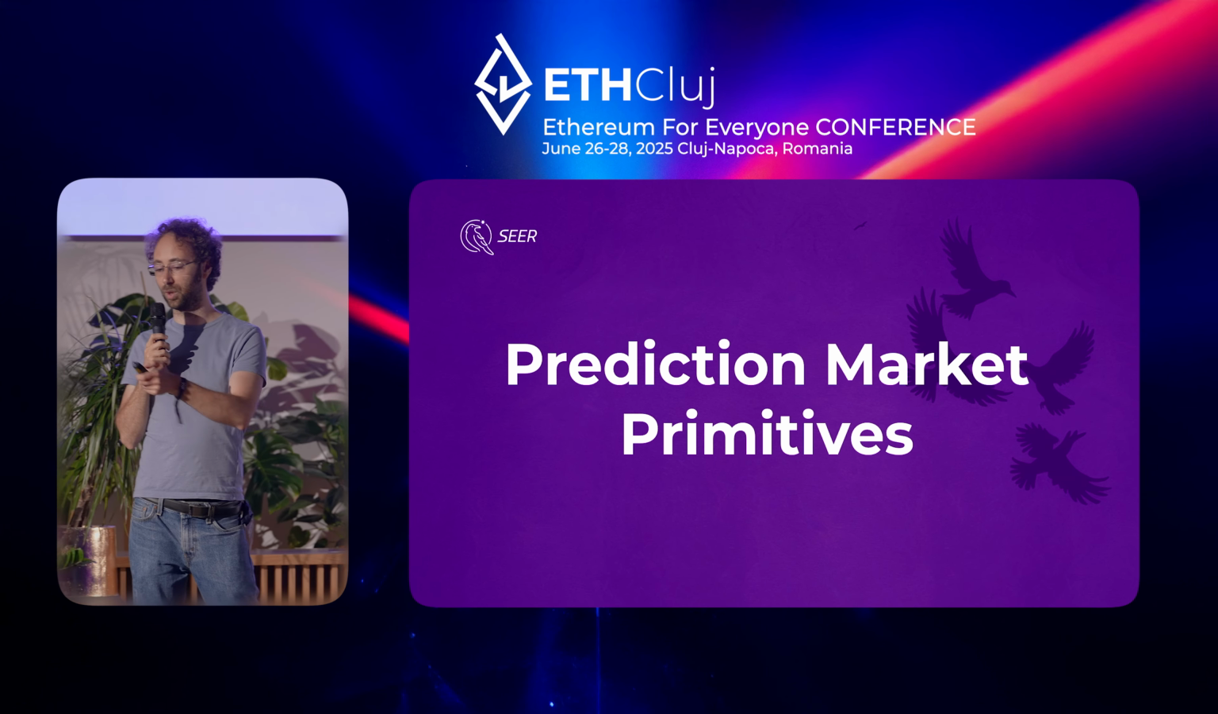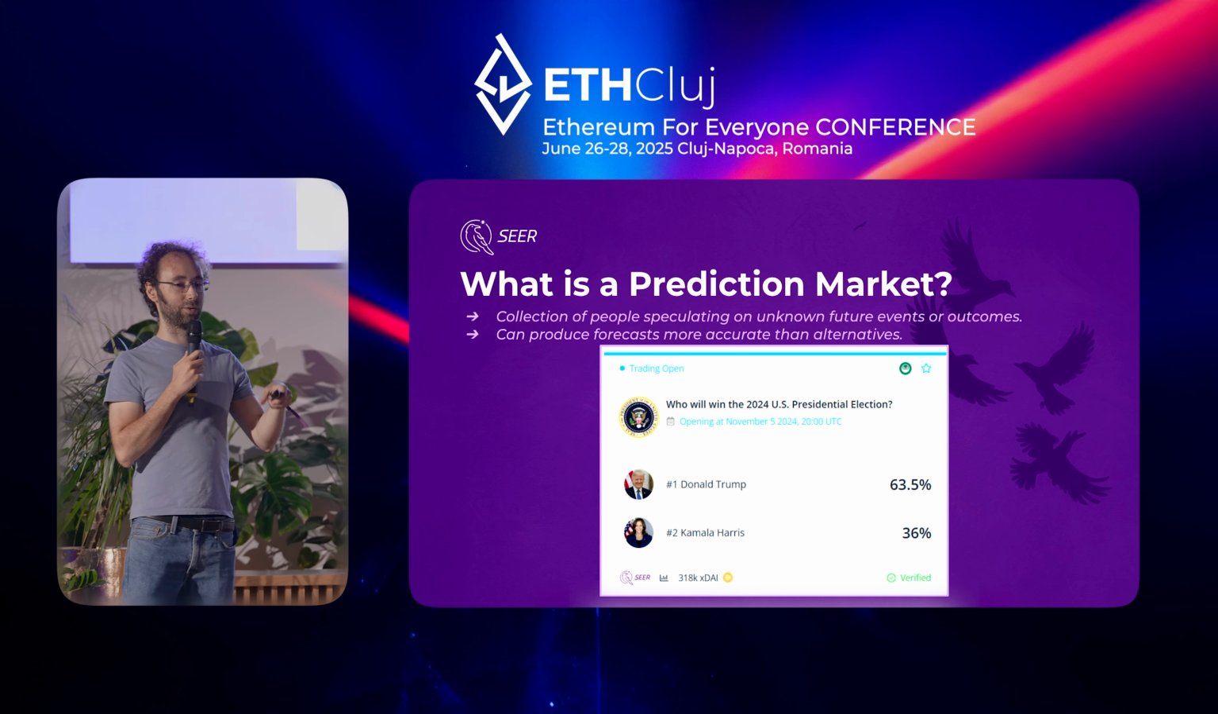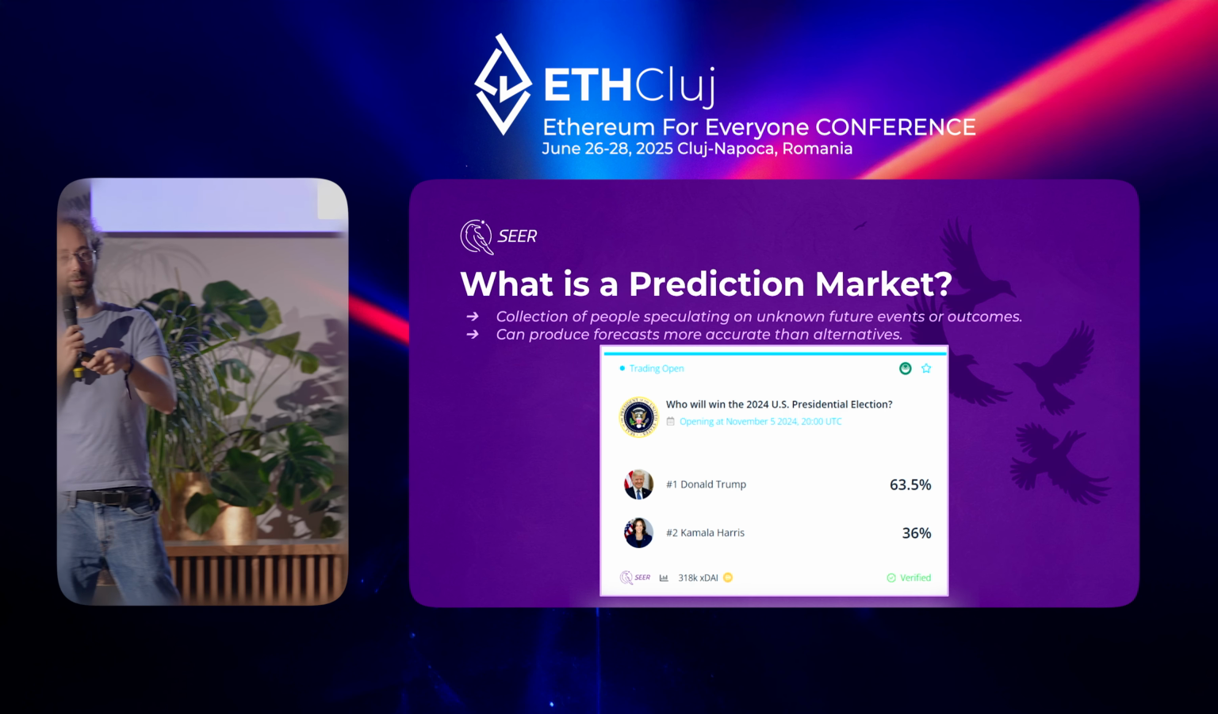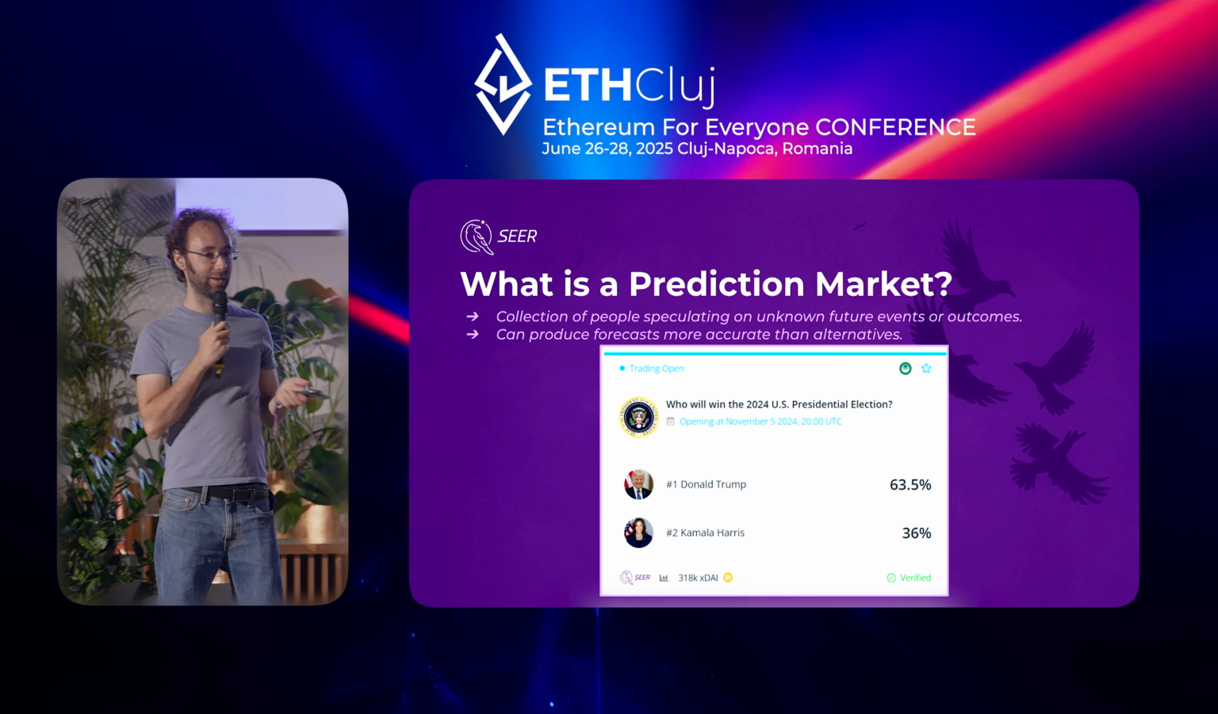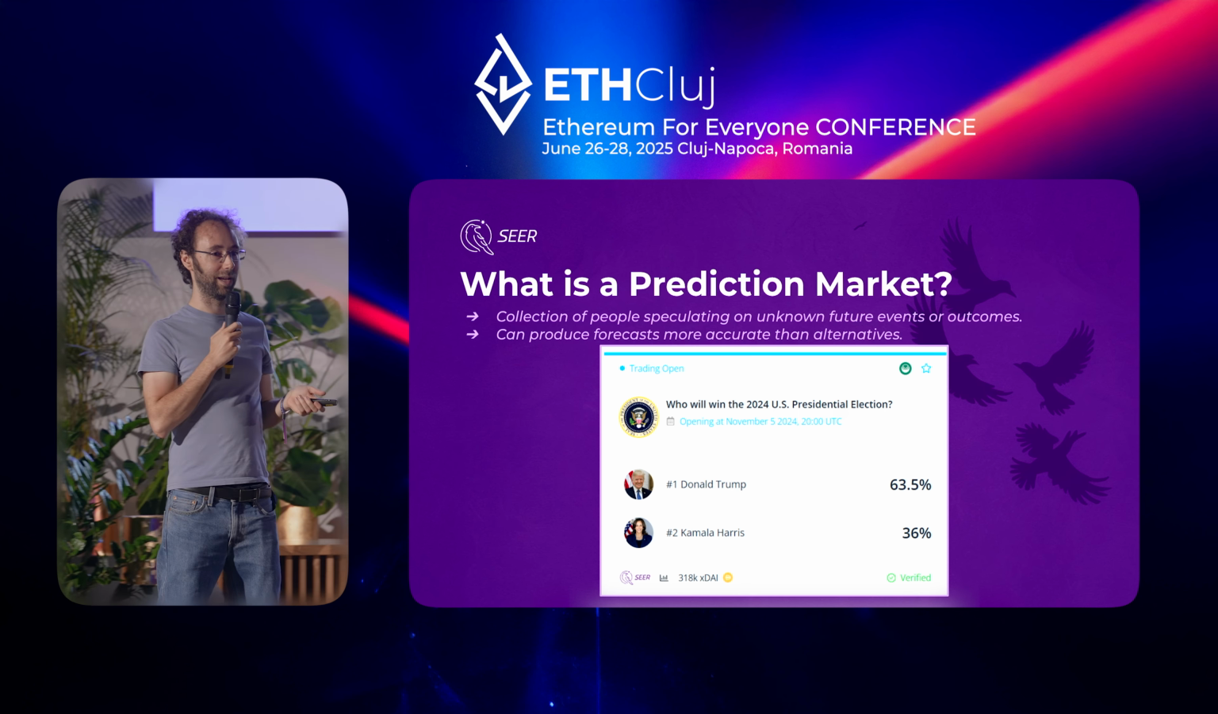So you have some Trump token, you have some Harris token, and if Trump wins, the Trump token will pay out. If Harris wins, the Harris token will pay out. And if you look at the price of the Trump token, you can deduce an implied probability of Trump winning. So that gives you probabilistic predictions.